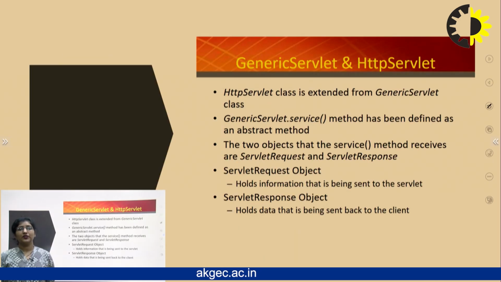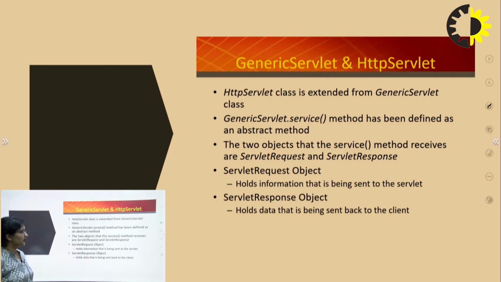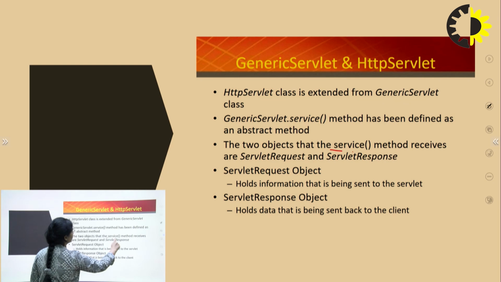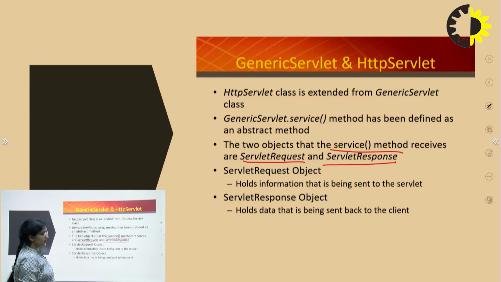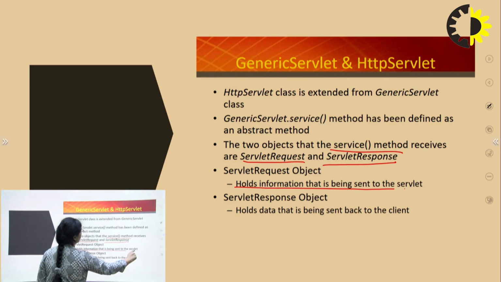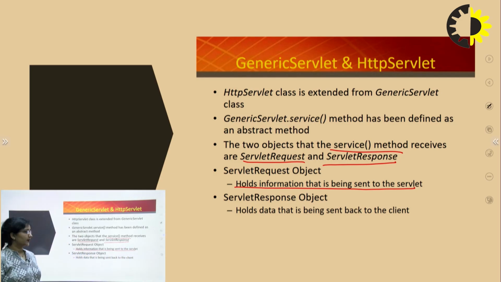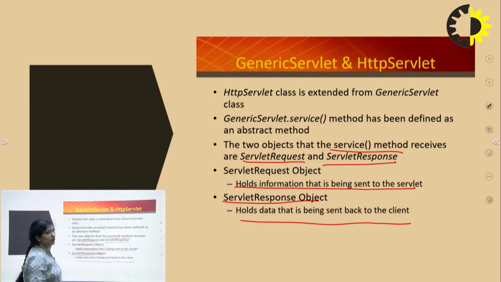Now let's see what is a generic servlet and what is an HTTP servlet. HTTP servlet is an extended form of generic servlet. Generic servlet methods are defined inside abstract methods. The 2 objects that the service method receives are servlet request and servlet response. The servlet request object holds the information that is being sent to the servlet, and the servlet response holds the data that is being sent back to the client.